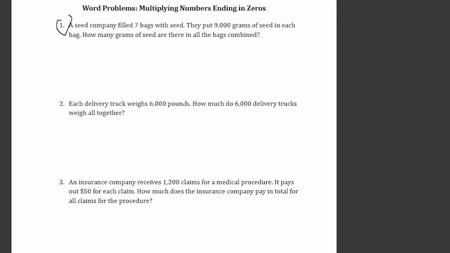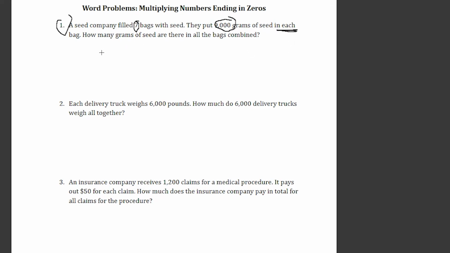Now for the last page, we're doing word problems with multiplying numbers that are ending in zeros. So for number 1, we have a seed company filled 7 bags with seeds. They put 9,000 grams of seed in each bag. How many grams of seed are there in all the bags combined? So we have the numbers 7 and 9,000, and we know we're multiplying because it has the word each.